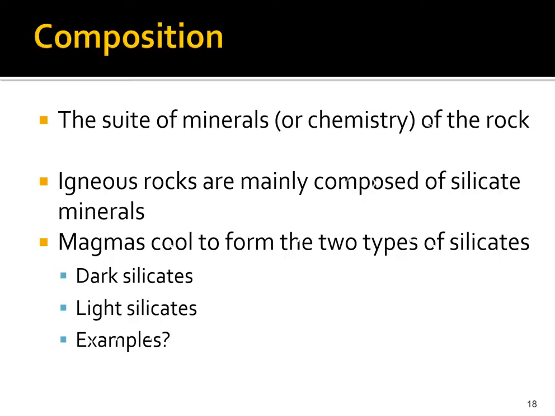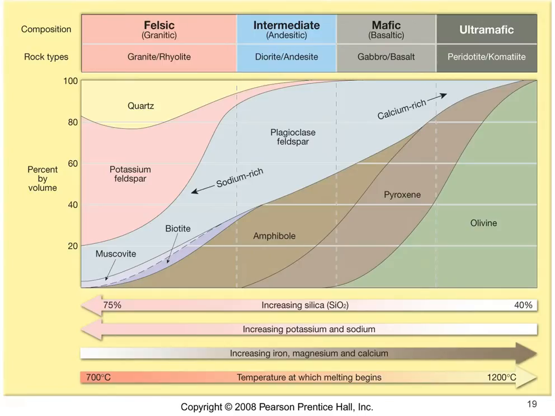If you remember, there are 2 types of silicate minerals. There are dark silicates that have lots of iron and magnesium in them, and there are light silicates that lack the iron and magnesium. Examples of darks are pyroxenes and amphiboles, and light ones are quartz or muscovite. So really, the easiest way to do this is sort of a field classification where you look at how many dark versus how many light silicates you have. These are all 8 minerals that make up most of our igneous rocks.